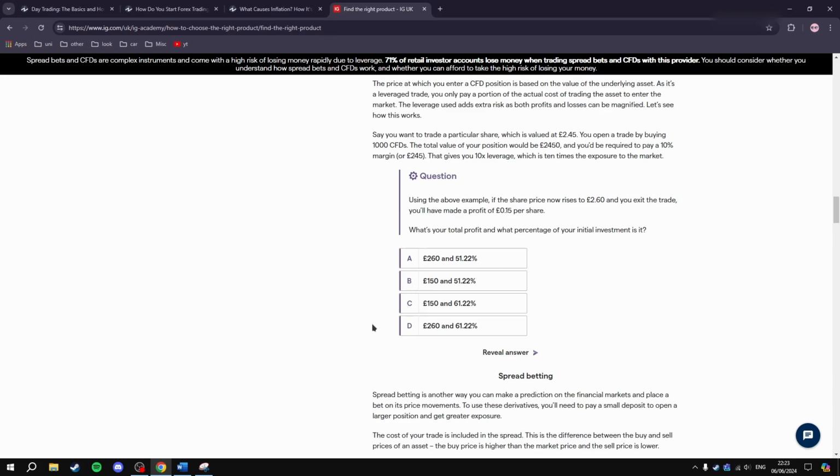The total value of your position will be £2,450, and you'll be required to pay a 10% margin or £245. That gives you a 10% leverage, which is 10 times the exposure to the market.